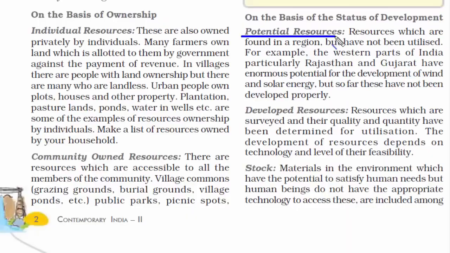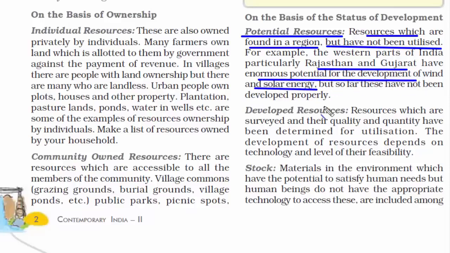Now, what is the meaning of potential resources? It is a resource which is available in a particular region, but that has not been utilized. One good example is the western part of India, that is Rajasthan and Gujarat. They have enormous potential for the development of wind and solar energy, but we have not tapped into it. So the meaning of potential is that it has more ability, but somehow it has not been used to its limit.